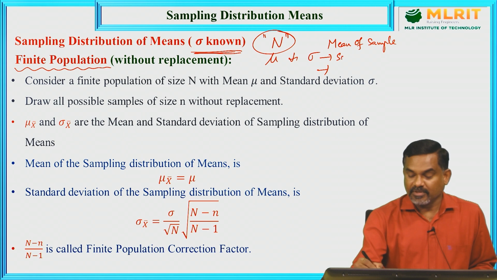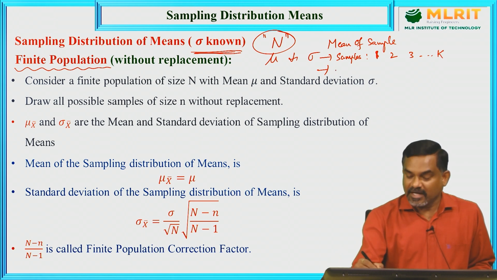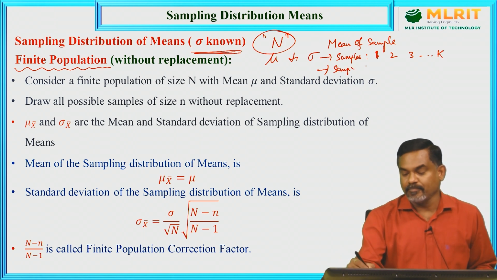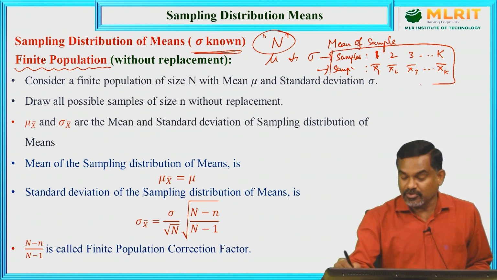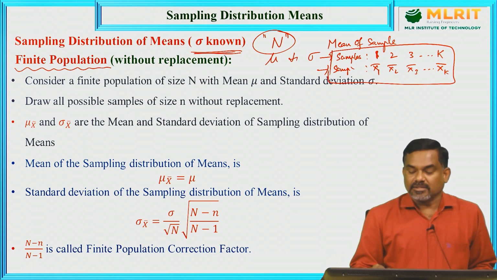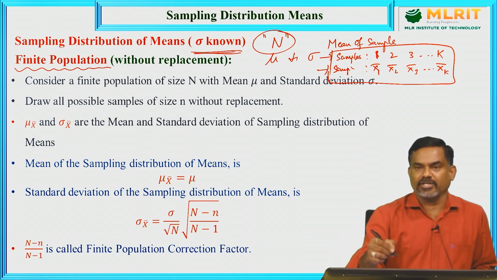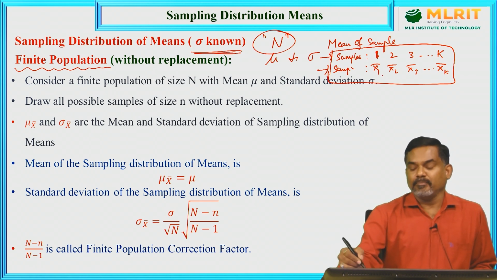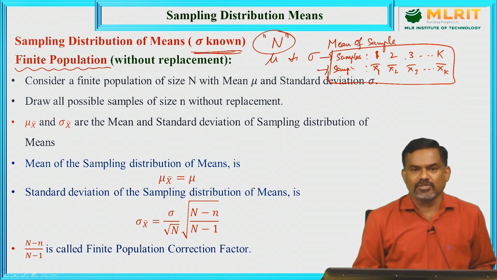For example, different samples: sample 1, sample 2, sample 3 and so on, k samples. Let us find the sample mean as I told you. So x1 bar, x2 bar, x3 bar, and so on up to xk bar, where xk bar is the mean of the kth sample. This is called the sampling distribution of means. Here we have considered k different samples from the population and calculated the mean for all these samples, and the set of these values is called the sampling distribution of means.